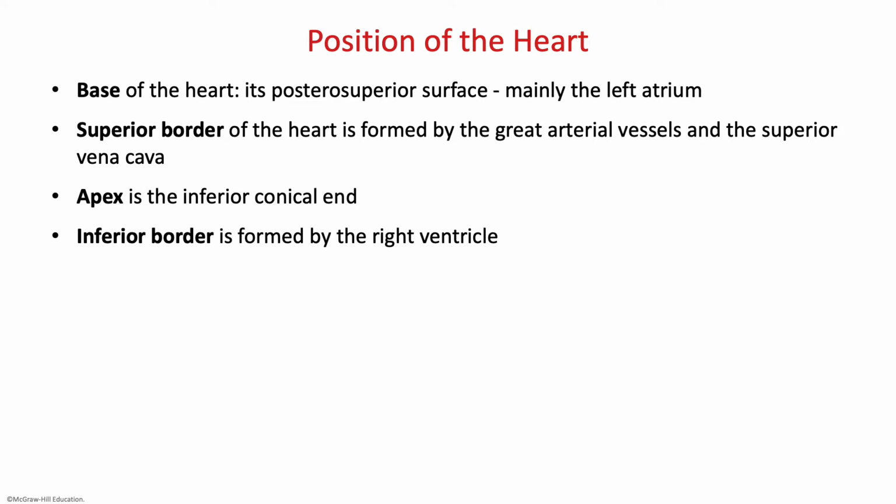Because it's rotated within the mediastinum, it sits kind of back on itself on what we call the base, which is its posterior superior surface, which is mainly made up of the left atrium. The superior border of the heart is formed by your great arterial vessels and the superior vena cava, which we will look at a picture of soon, and the apex is the inferior conical end, and the inferior border is formed by the right ventricle.